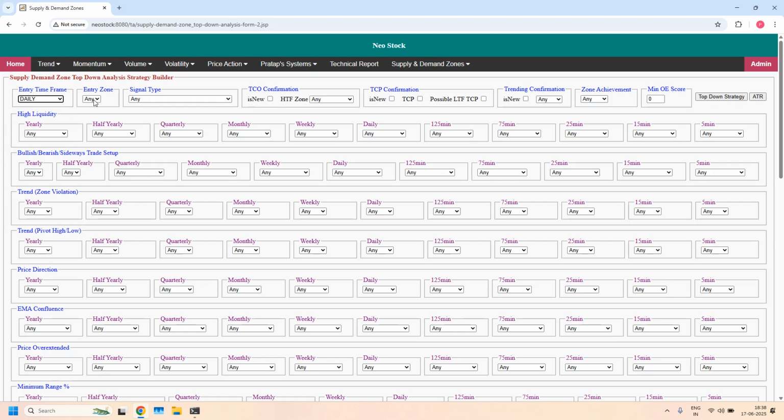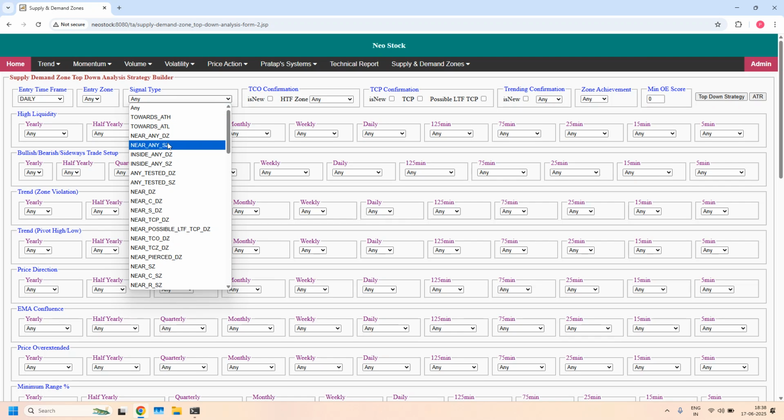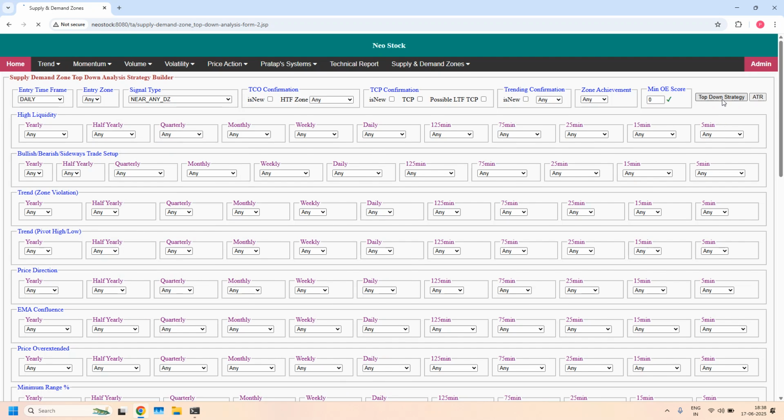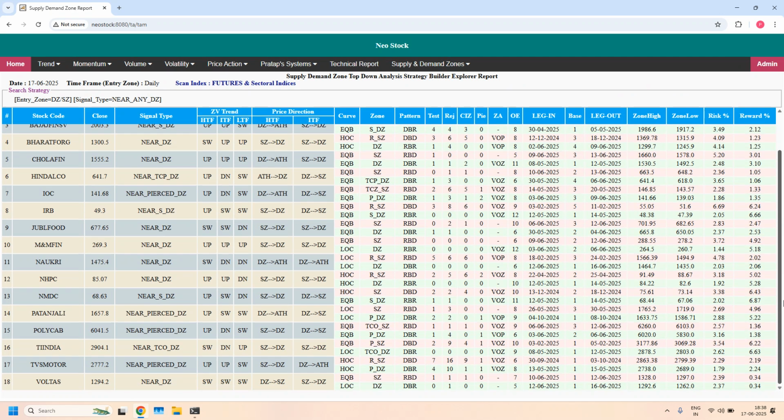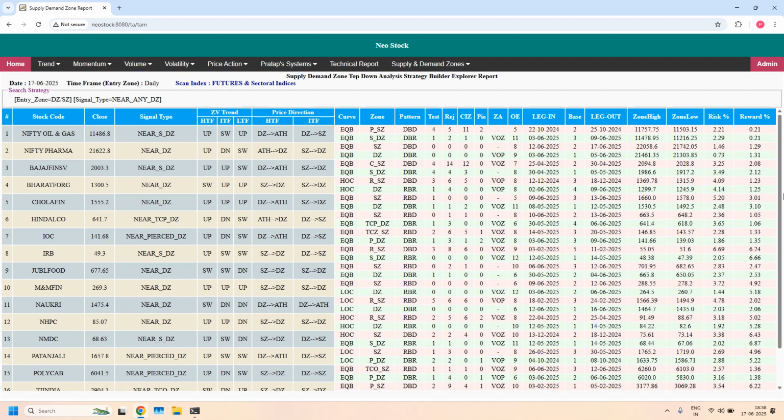Okay, for the daily time frame, stocks near to the daily demand zone, we got 18 stocks. Let us identify high liquidity daily demand zones from this list. NIFTY Oil and Gas is a high liquidity zone, but I am not considering it because it is not listed in F&O.